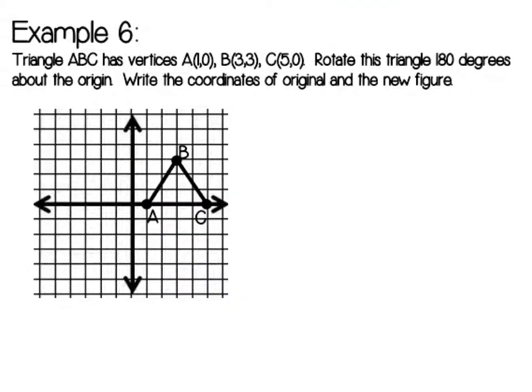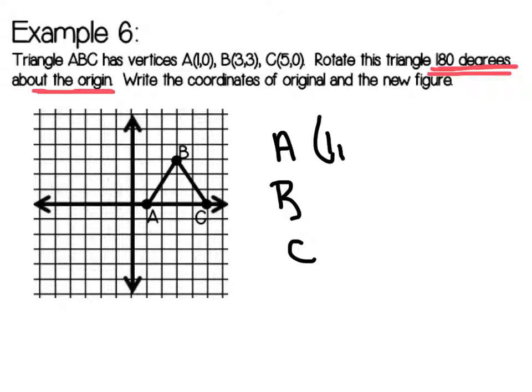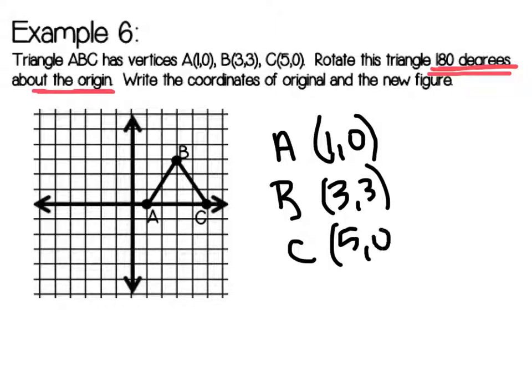All right, let's look at example 6. We have triangle ABC has vertices at 1, 0, 3, 3, and 5, 0. We're going to rotate this triangle 180 degrees about the origin. Now, they don't tell us if it's clockwise or counterclockwise, because when you turn 180 degrees, it just means to turn it completely around. We're going to write the coordinates of the new and original figure. So let's go ahead and write down our A, B, and C coordinates. The coordinates of point A are at 1, 0. Coordinates of point B are at 3, 3. And the coordinates of point C are at 5, 0.